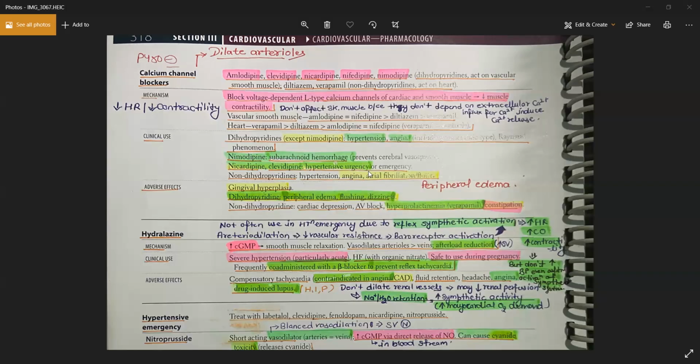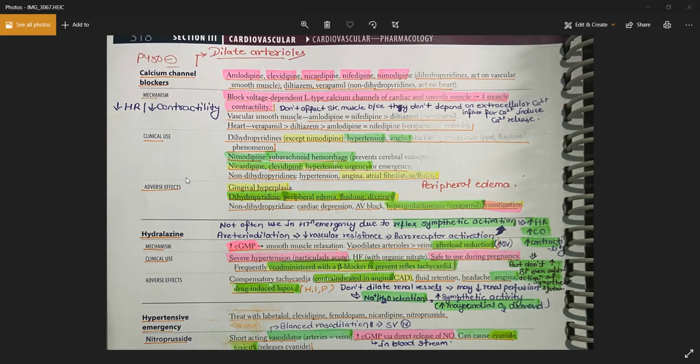Then nicardipine and clevidipine, you use these drugs in hypertensive urgency or emergency. Very important. Whenever you encounter a patient having a BP more than 180 over 120, with or without end organ damage, you will immediately give those patients clevidipine or nicardipine. Then for the non-dihydropyridine calcium channel blockers, you can use these drugs for the treatment of hypertension to reduce the cardiac output. You can use them for angina because they reduce the contractility and the heart rate, so ultimately decreasing the oxygen requirement. You can use them as antiarrhythmic agents. They belong to class 4 antiarrhythmic agents. So use them for supraventricular tachycardia like atrial fibrillation and atrial flutter.